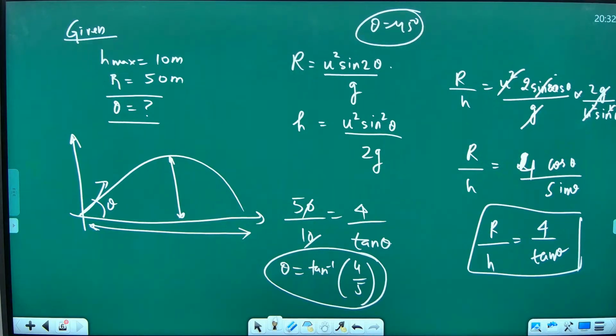Sir, could you please repeat the question? A boy stands at 39.2 meter from a building and throws a ball which just passes through a window 19.6 meter above the ground. Calculate the velocity of projection.